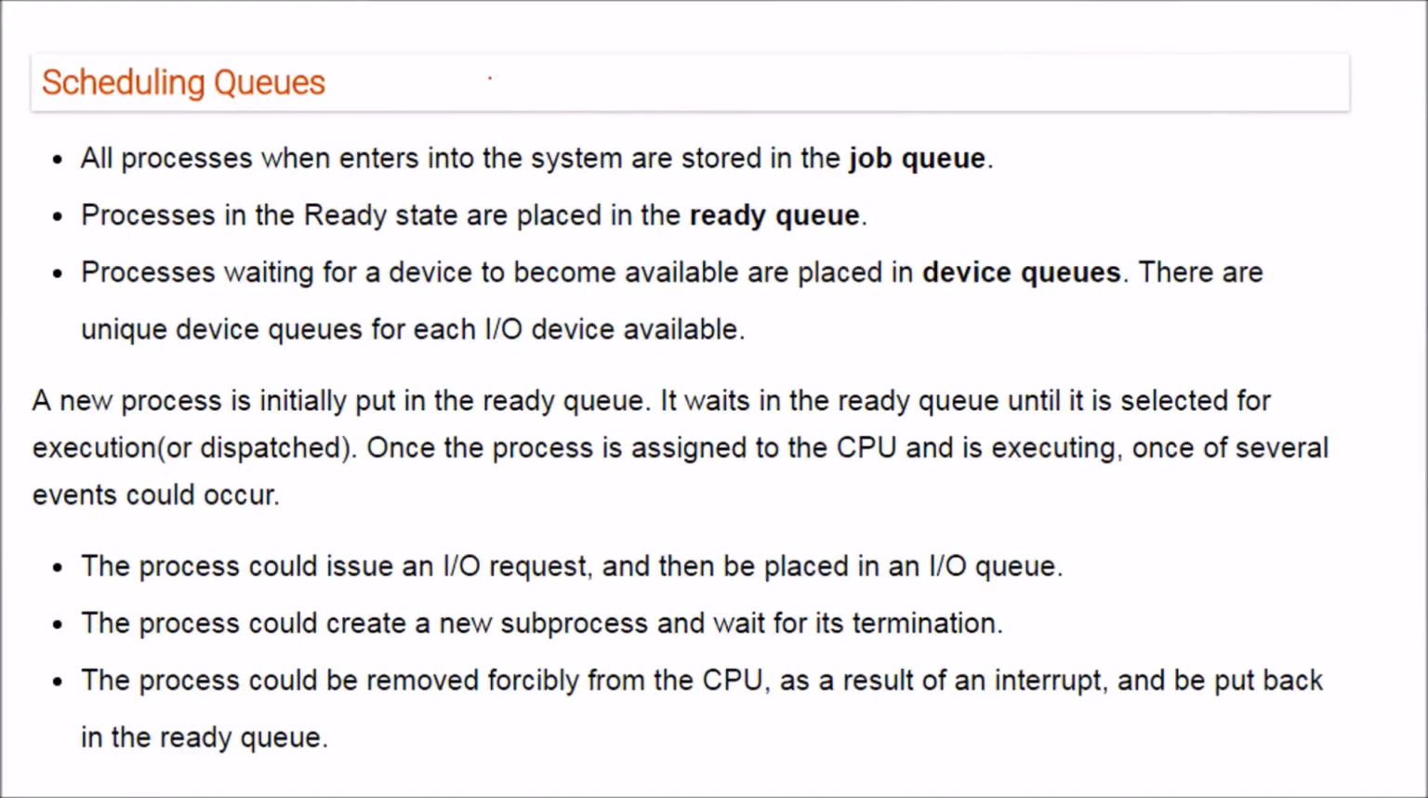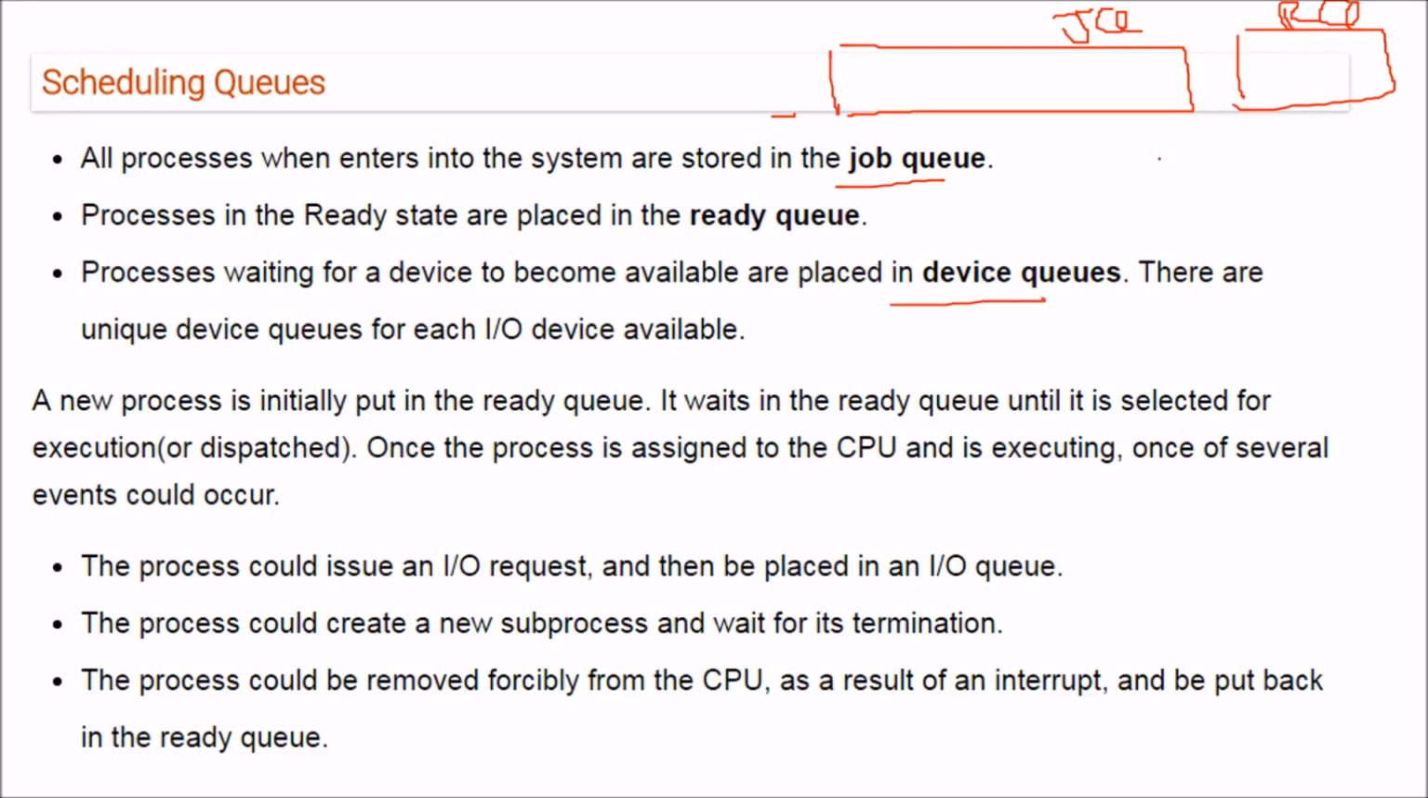Scheduling queues. When all processes enter the system, where are they stored? In a job queue. Processes in the ready state are placed in the ready queue. So this is the job queue, and this is the ready queue. Processes waiting for a device to become available are placed in a device queue. There are unique device queues for each input-output device which is available.